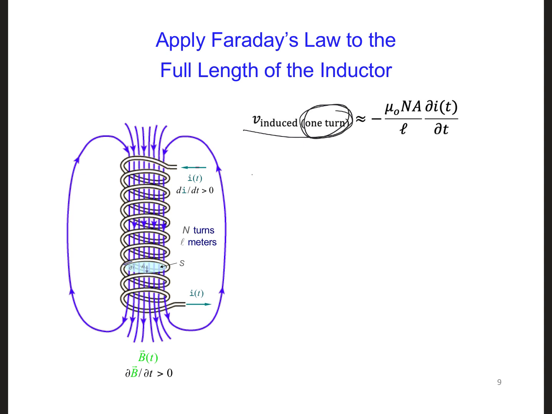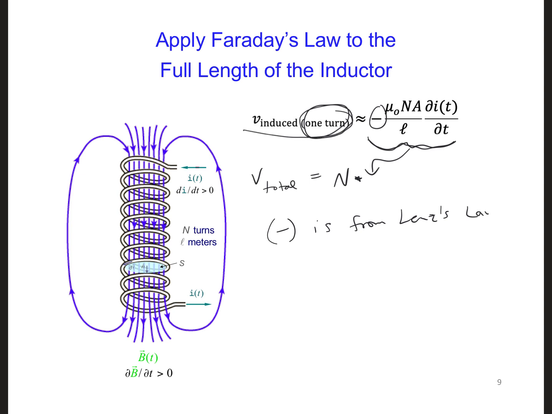So if we want to now get the V total for the entire coil, we would just multiply this times capital N. So I'll write N times this whole expression. Now there's a minus sign right here, and that minus sign is from what's called Lenz's law. And again, you don't have to be really concerned about all these details, but the end result is what's important, and the fact that it comes from Maxwell's equations.